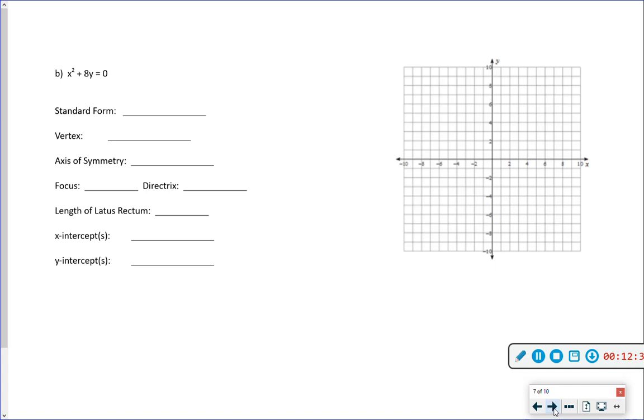Okay, so we're close to standard form. Now remember, standard form means to start with x squared. I don't even really think I'm going to write any work. I just know I need to subtract 8y over.